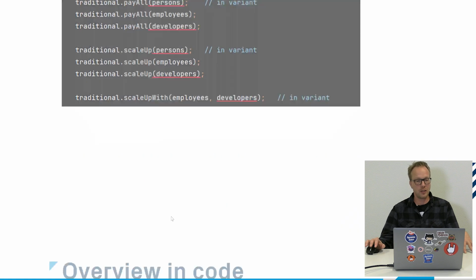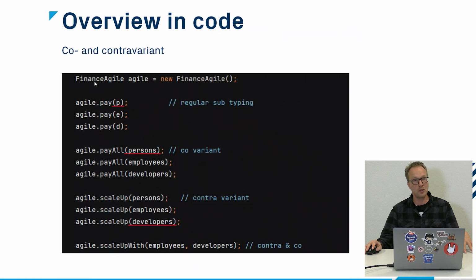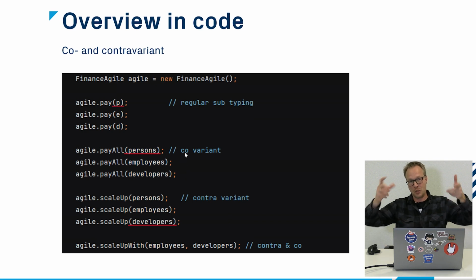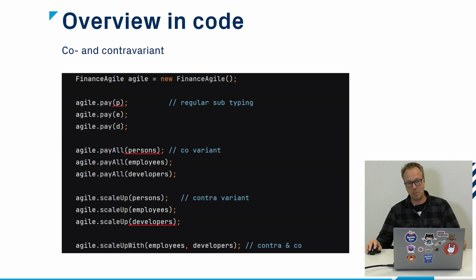But when I refactor the finance department to an agile department, then you can pass employees, but also subtypes of a list of employees, developers. And for scale up, you can pass employees and supertypes of it. So now you can see why it's called co and contra, because co means the same direction, and contra means the opposite direction, compared to the regular subtyping.